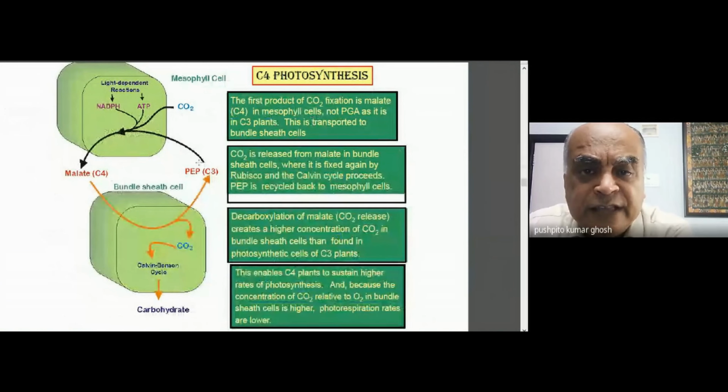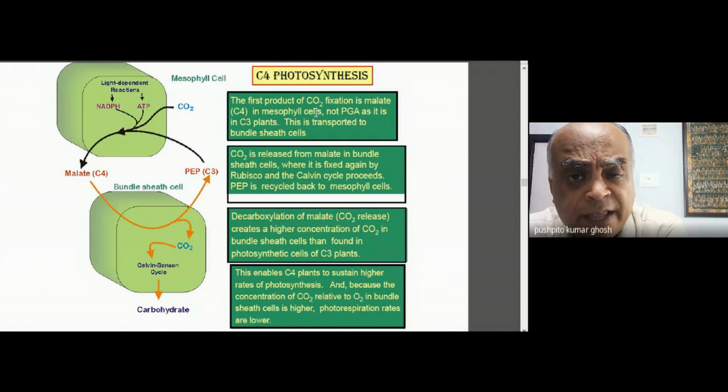Okay, so the same thing, let us now read what it's saying. C4 photosynthesis: the first product of CO2 fixation is malate in mesophyll cells. So those cells where CO2 is getting fixed is not the place where the dark cycle is taking place with Rubisco. This is taking place in the mesophyll cells. And it does not produce phosphoglycerate like in the C3 plants, but it basically forms a C4.